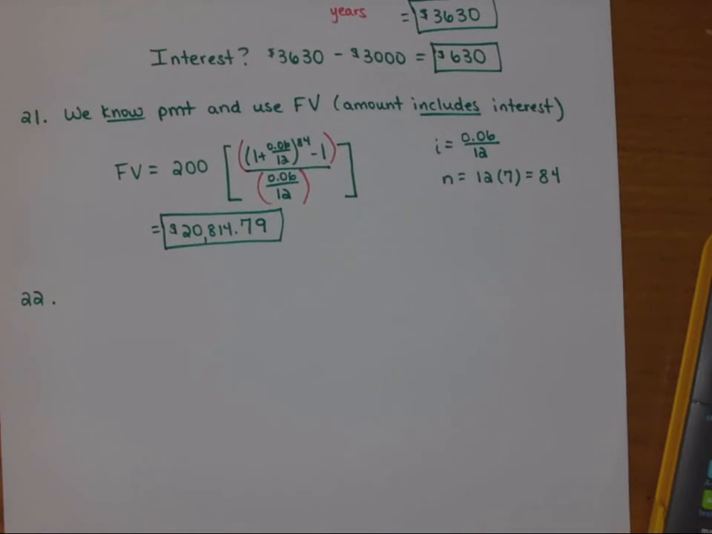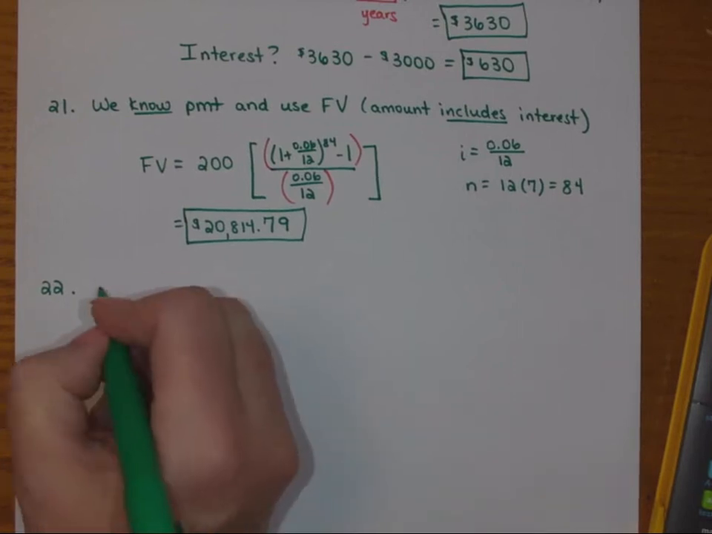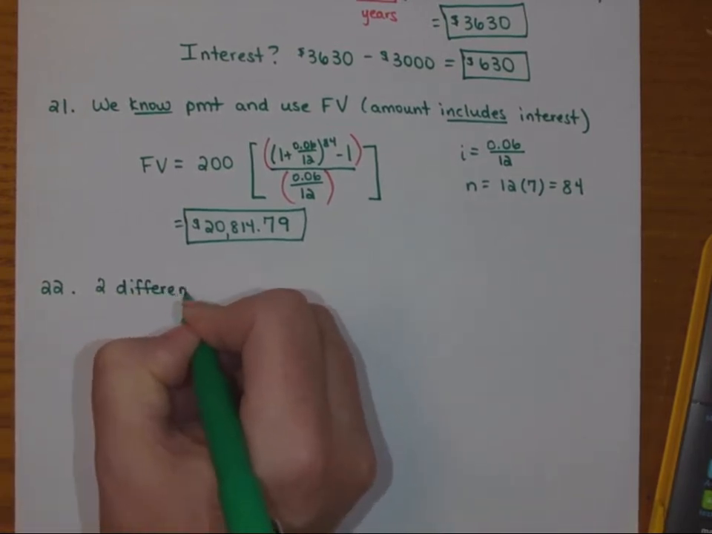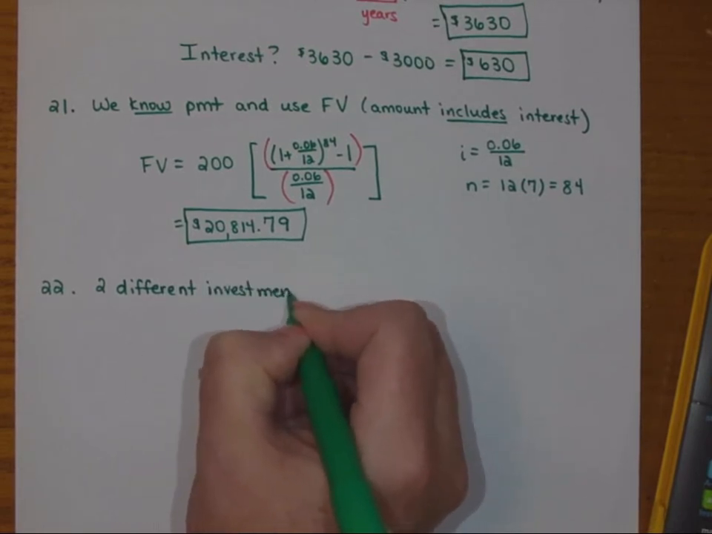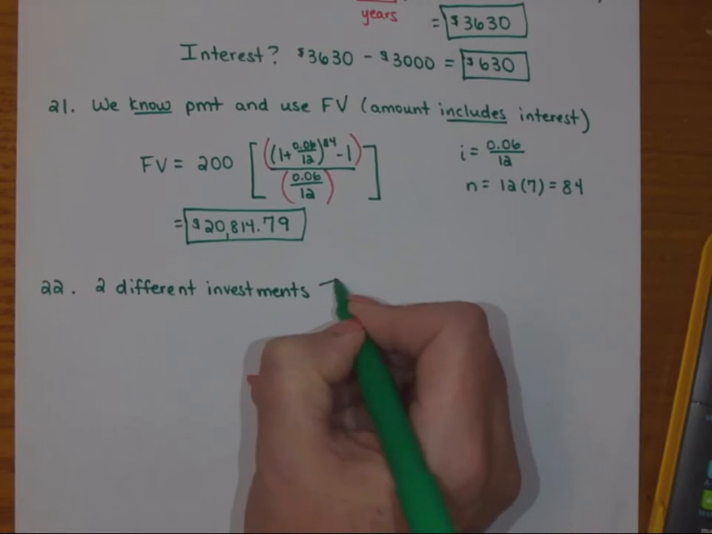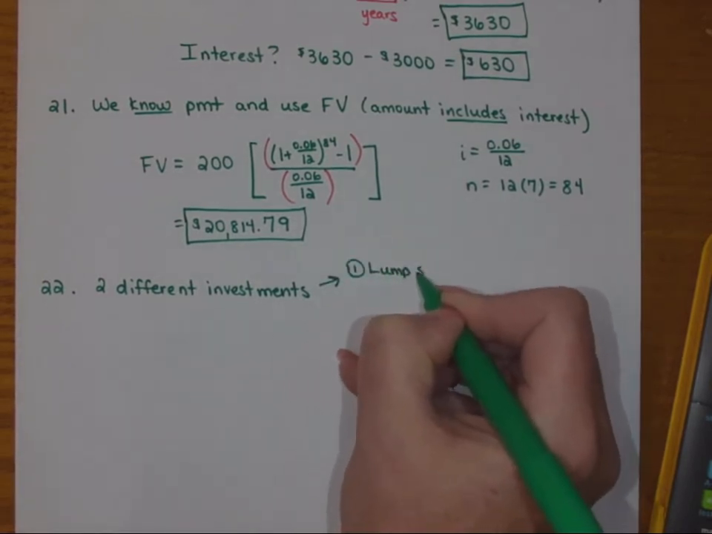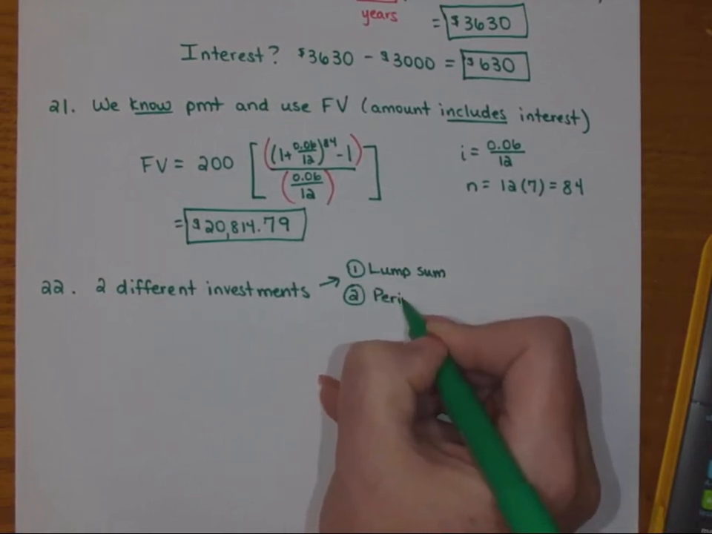All right, so 22 is a combo question. Okay, so there are 2 different investments going on, and I want to talk about that real quick. There are 2 different investments because she has a lump sum of money. The 2 different types of investments are, number 1, a lump sum, and number 2, a periodic payment.